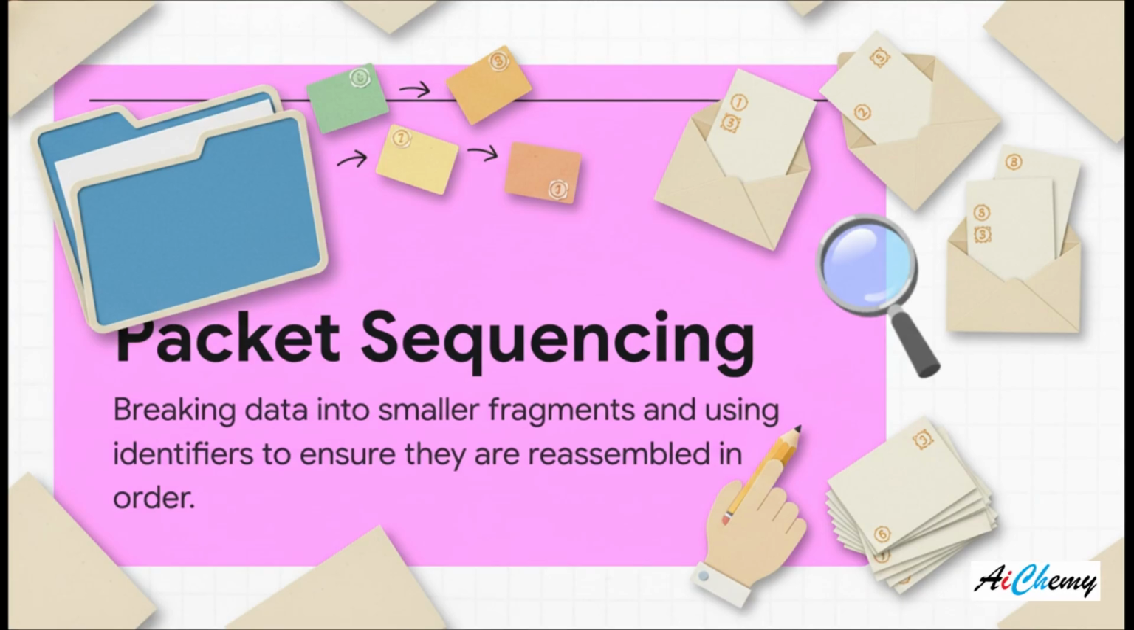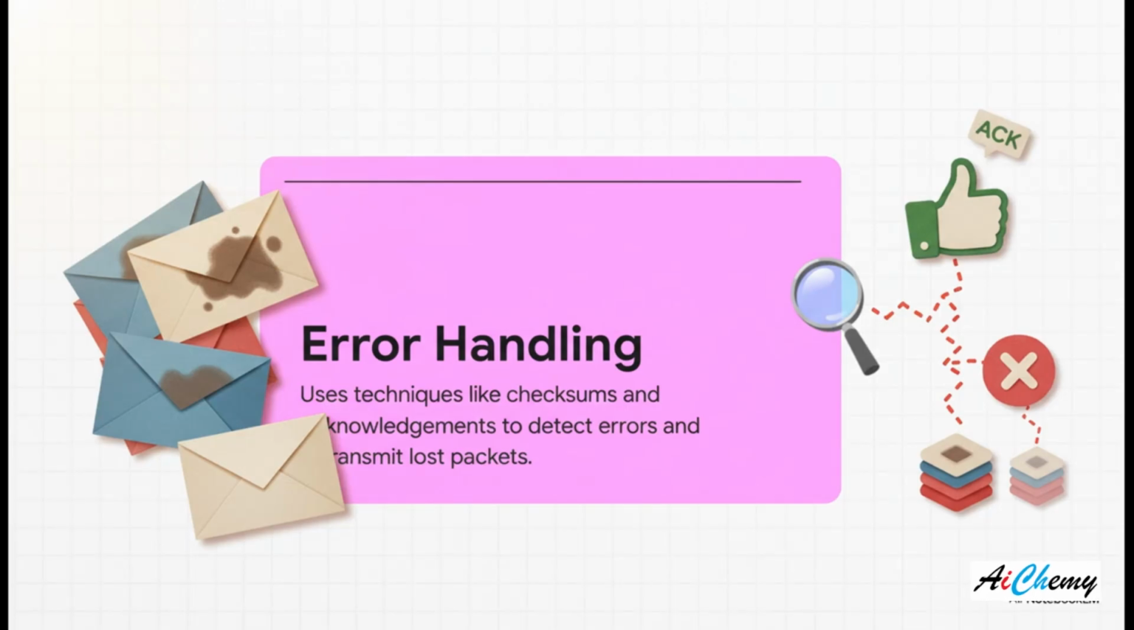First up, we've got packet sequencing. Okay, so a big file is way too big to send in one piece. So the transport layer chops it up into smaller chunks called packets. And here's the crucial part. It numbers every single one. It's like taking a long letter, numbering each page before you mail it. That way, even if the pages arrive all mixed up, the person on the other end knows exactly how to put them back together in the right order. Simple, but brilliant.